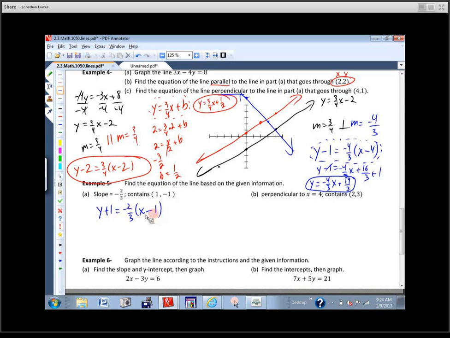If it said write it in point slope form, then you'd be done right there. Let's go ahead and write it in slope intercept form. So this is going to be y plus 1, negative 2/3. So if I subtract 1 from here and here, I get y equals negative 2/3 x, and then this would be minus 1/3, and we'd be finished right there.